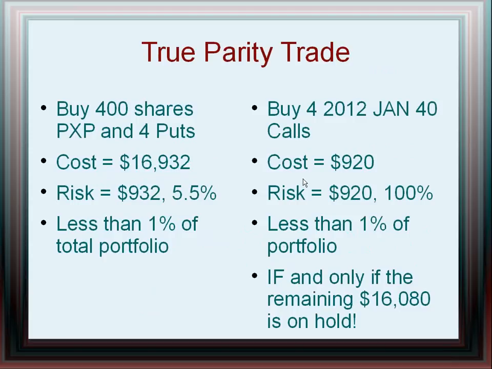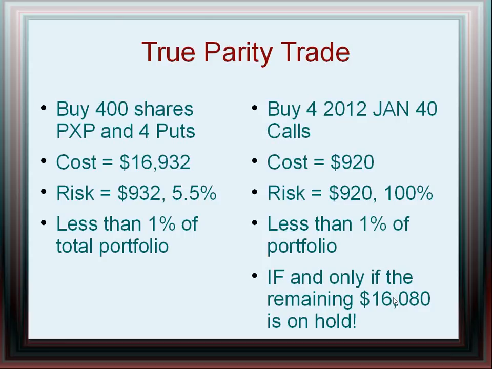The only true parity to the married put, if you're comparing it to a long call, is that if you're disciplined enough, if you know that you could only afford to buy 400 shares, if you look at that long call, you have to discipline yourself to only buy the same number of contracts that you could afford to buy, so you keep that risk to less than 1% of your total portfolio, and you take that remaining $16,000 and leave it on hold in your account and don't put it into another trade. That is the only true parity trade.